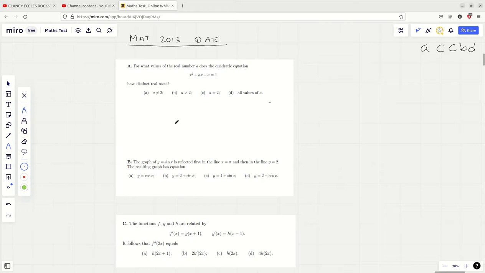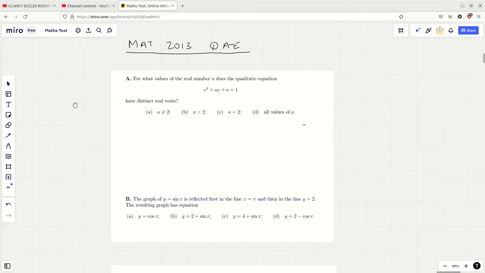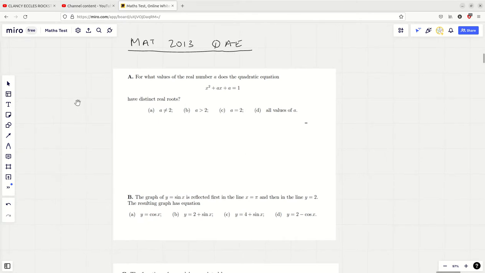Hello and welcome to another video where we're going to be looking at the MAT 2013 and the first 5 questions. So without further ado, let's have a little go at it. So what have we got here? For what values of the real number a does the quadratic equation have distinct real roots?